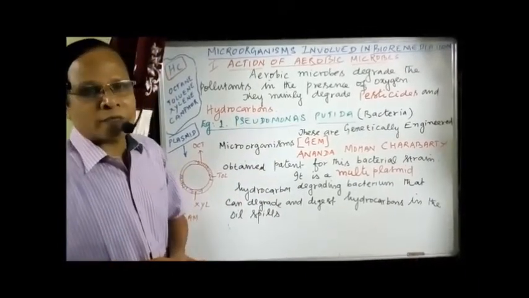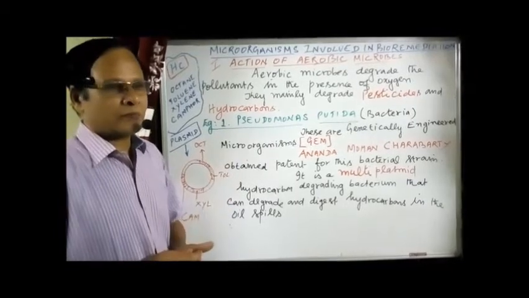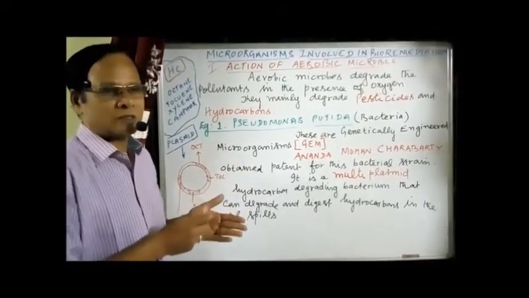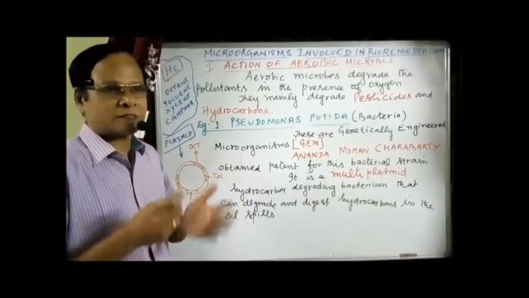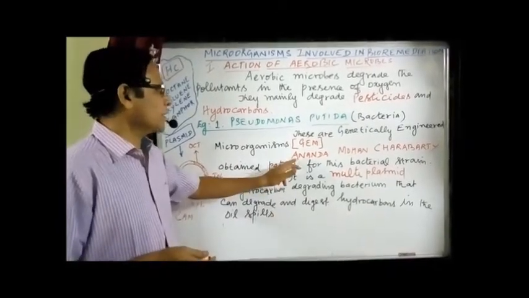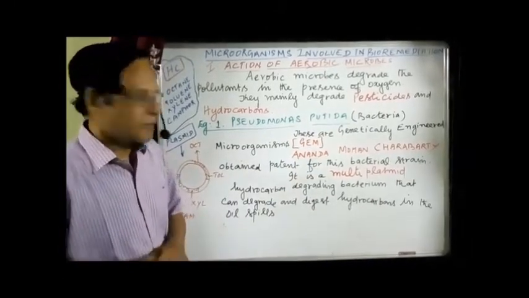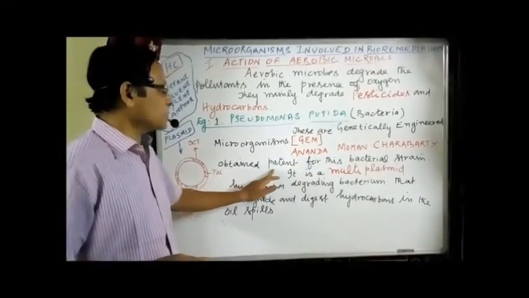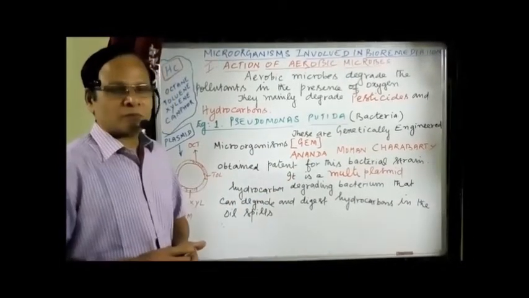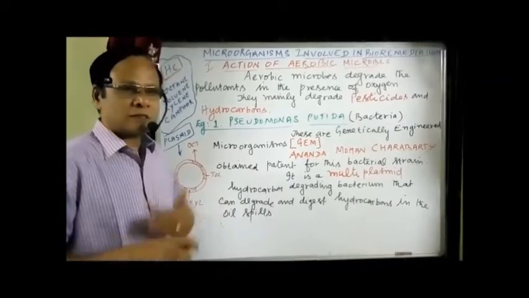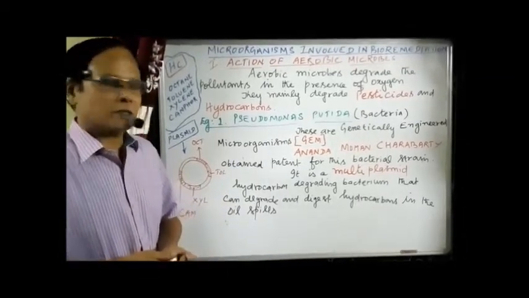One Indian-born American, who settled in America, obtained the patent, or we can say the license, for this. He is called Ananda Mohan Chakrabarti. He obtained the patent for this bacterial strain. He can use this bacterium for clearing oil spills.